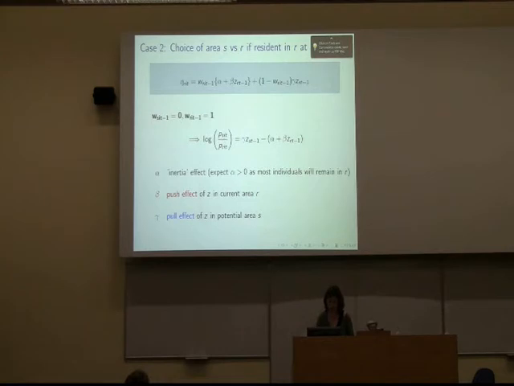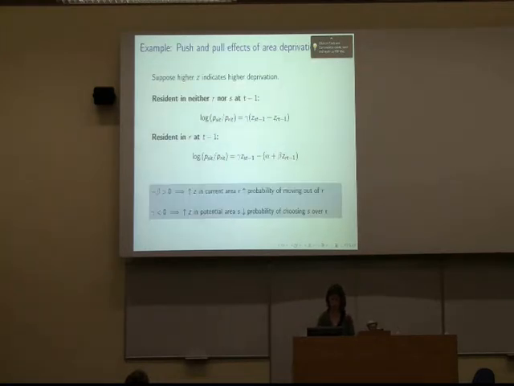Okay, and then just to see how this works for our application. We're looking at area deprivation, that's our Z, where a higher value of Z indicates higher deprivation. I've written down there the two expressions for our two scenarios. The first one is resident in neither, and the second one is resident in one of the areas, area R. Let's look at the second expression first of all.